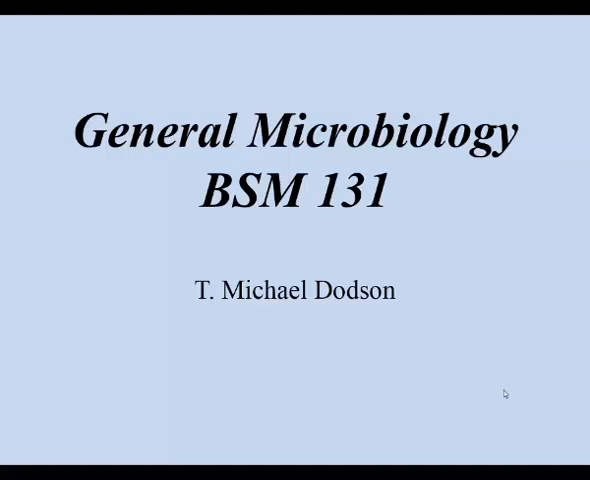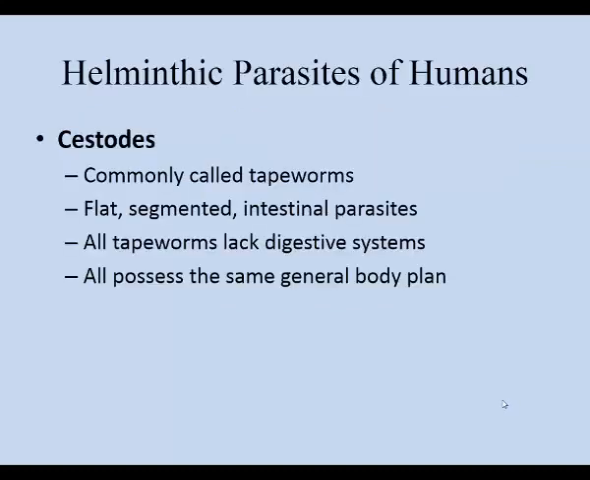We're going to switch gears with this PowerPoint to look at things other than bacteria that can be infectious agents to humans. So the first thing we're going to talk about are helminthic parasites of humans. These are worms, as we usually call them. Specifically, the one we're going to talk about is the cestodes group, commonly called tapeworms.